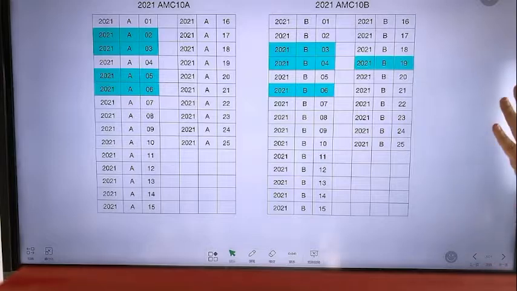So these are the green ones. You could see that in each AMC 10 this year, there are 4 problems which are word problems. So that occupies quite a lot of percentage, right? 4 divided by 25, so that's 16%.